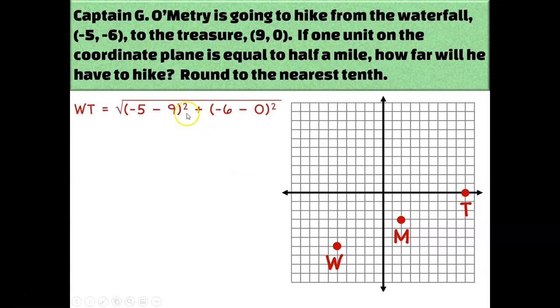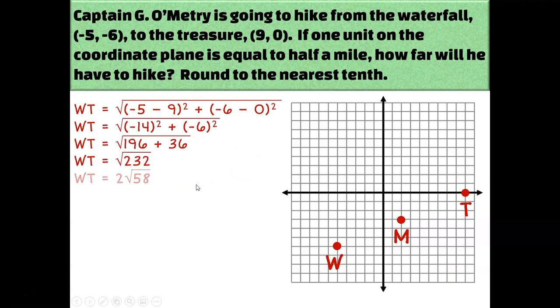So I'll plug those numbers into my formula and simplify, and I get the square root of 232, which is not a perfect square. So if you're simplifying it to an exact radical answer, it would be 2 root 58. But this wants us to just round to the nearest tenth. It doesn't say anything about needing an exact simplified radical form. So I'm going to go ahead and convert that to 15.2 units.